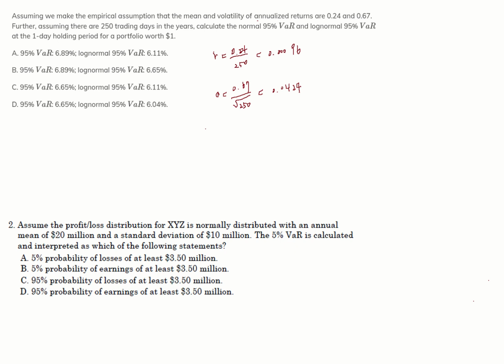So let's carry on to calculate normal 95% VaR. VaR at 95% confidence becomes minus mu plus sigma z, so minus 0.00096 plus 1.645 multiplied by 0.0424 equals 0.0689, so 6.89%.